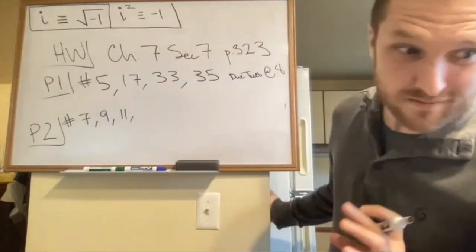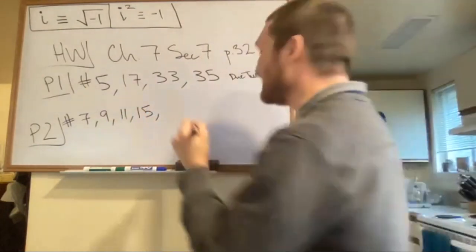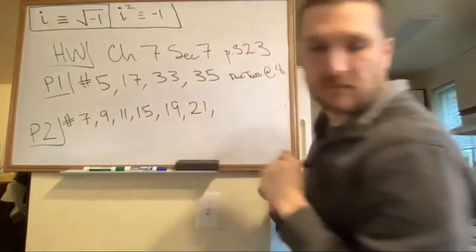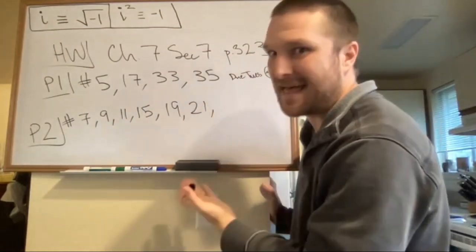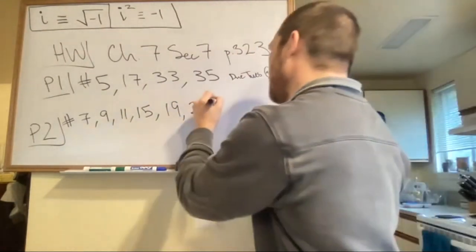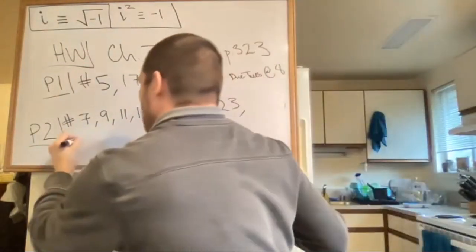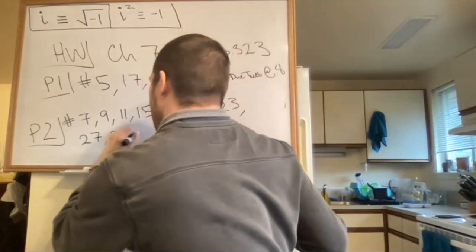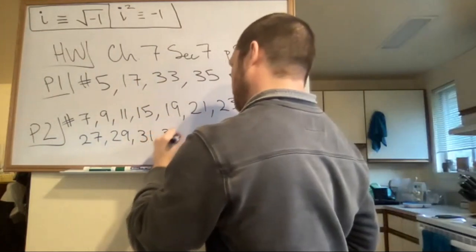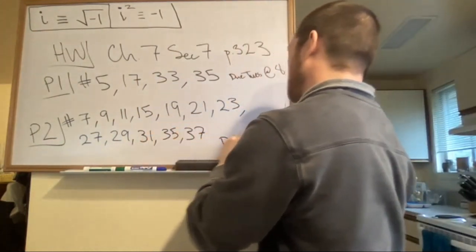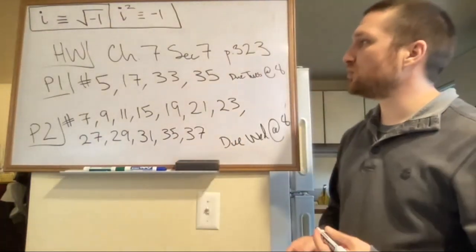So 7, 9, 11, 15, 19, 21. Some of these are super easy, by the way, like the last thing we just did, it's that straightforward. So this shouldn't take too long. 23, 27, 29, 31, 35, 37. Due Wednesday at 8. And that should be it.